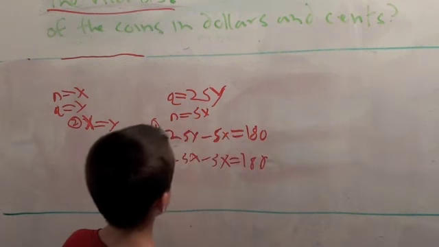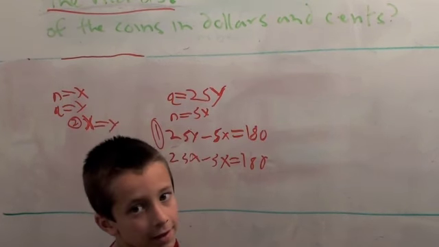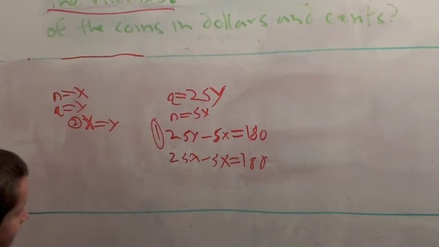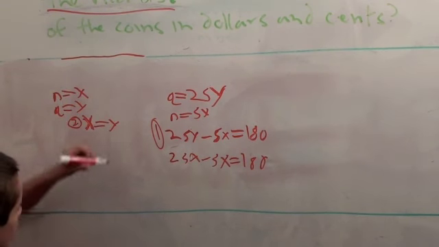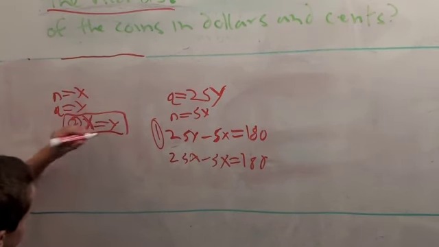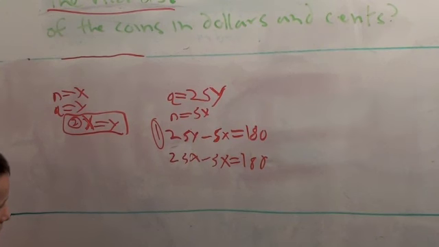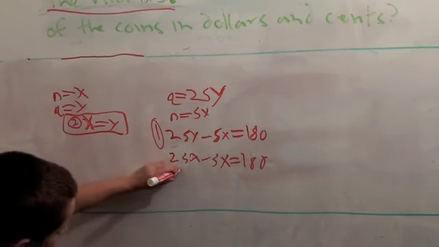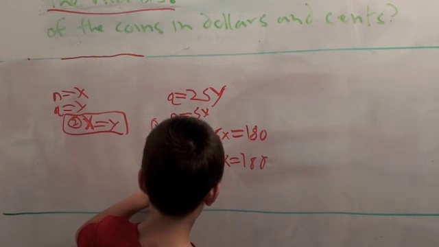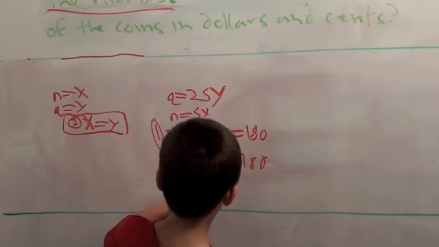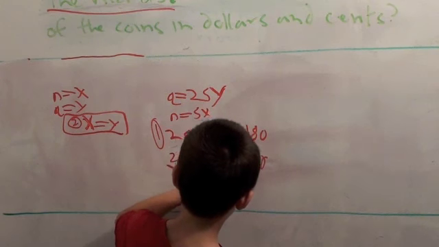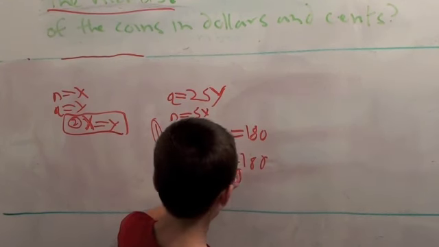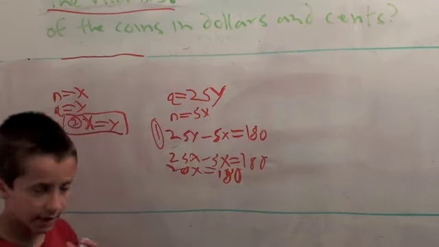Okay, and we knew that. Why did we know that we could change 25y into 25x? Because x equals y. Okay, so great. So now we have 25x minus 5x equals 180. That means 20x equals 180.